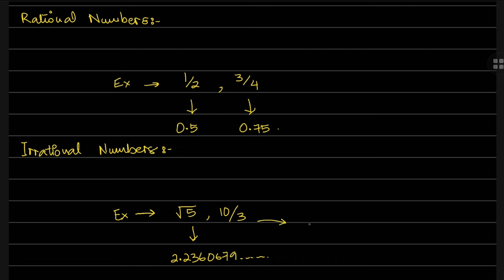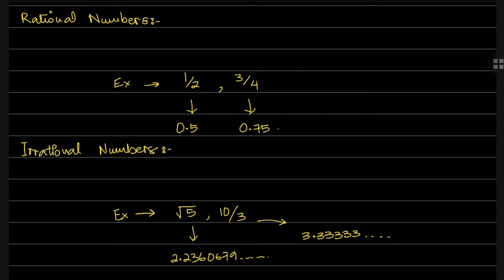If I wanted to write this down in decimals, it would be 3.33333, something like that. It goes on. It's a never-ending thing. It's going to keep on recurring. It won't stop. So it's not easy for us to write down such numbers as decimals. Such types of numbers are called irrational numbers.